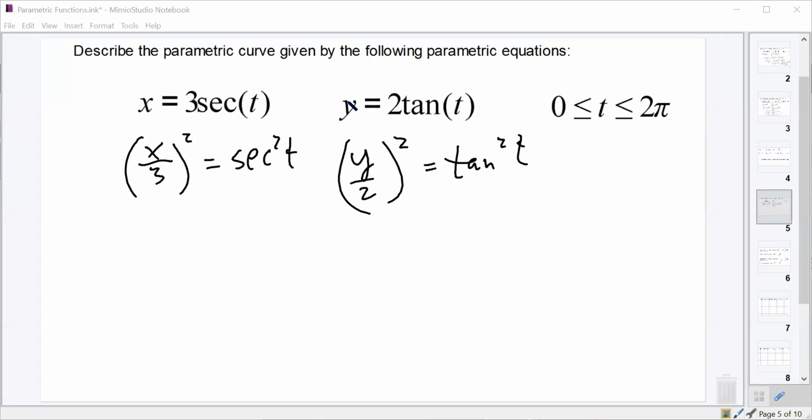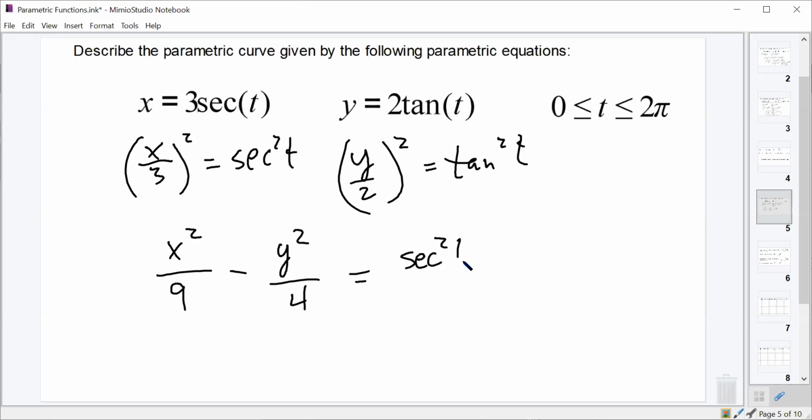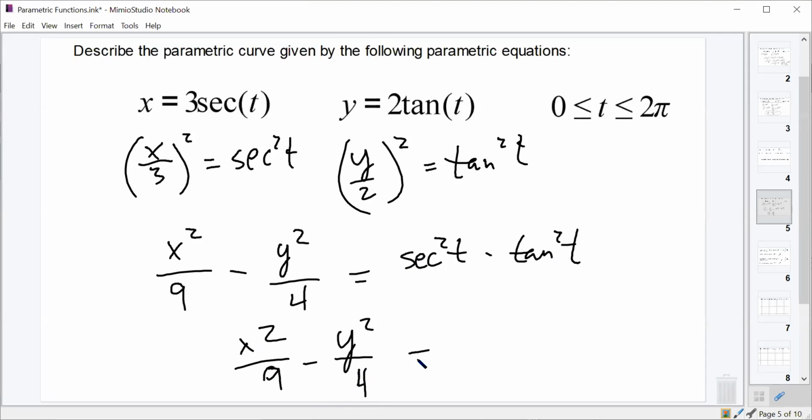So if 1 plus tangent squared is secant squared, that means that secant squared minus tangent squared is equal to 1. So what we're going to do is take the one with the secant squared, and subtract the one with the tangent squared. So we're going to end up with x squared over 9 minus y squared over 4 is equal to secant squared t minus tangent squared t, or x squared over 9 minus y squared over 4 is equal to 1. And that's our standard form for a hyperbola.